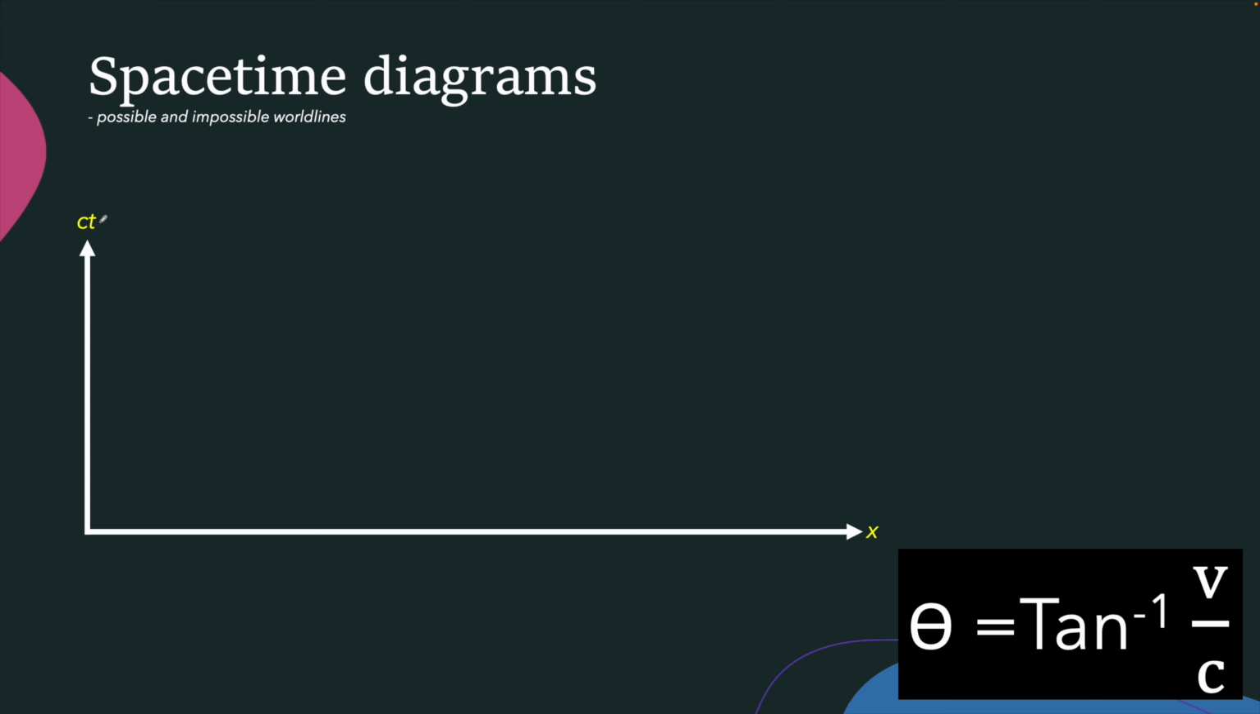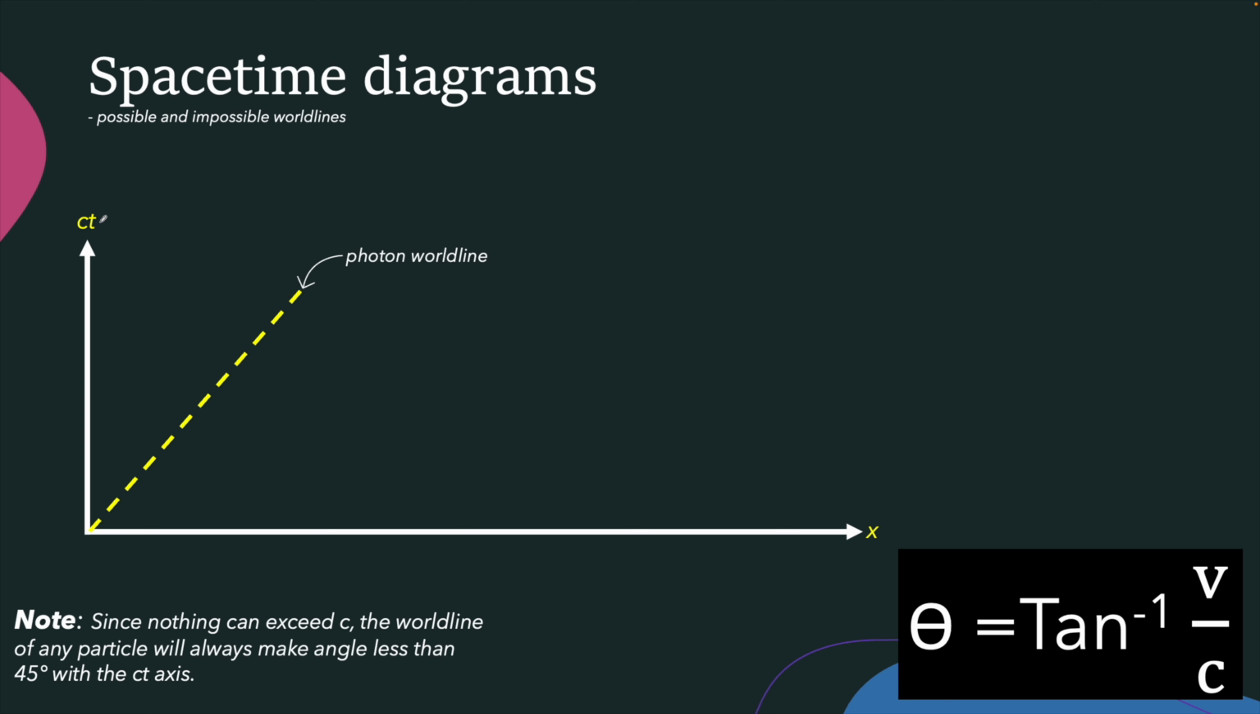So we're going to see what the possible and impossible world lines are. According to the formula, since theta is equal to tan inverse of V by C, when V is equal to C, this is going to be the photon world line. But because no object in the universe can travel with a speed greater than the speed of light, theta can never be greater than 45 degrees. That means this is the possible region, and this is the only region where all possible world lines can exist.